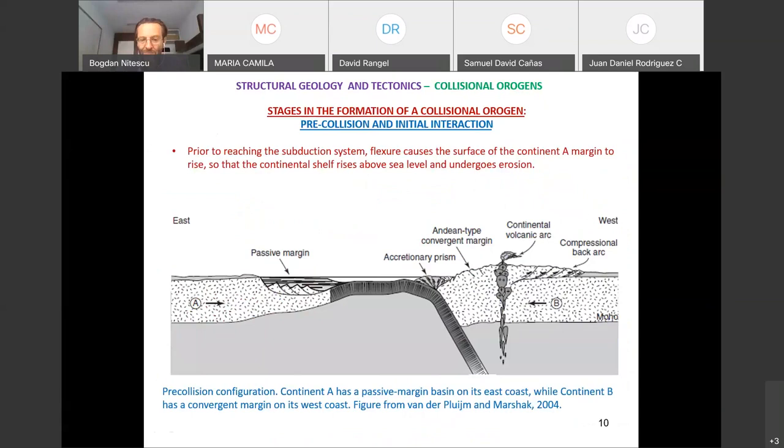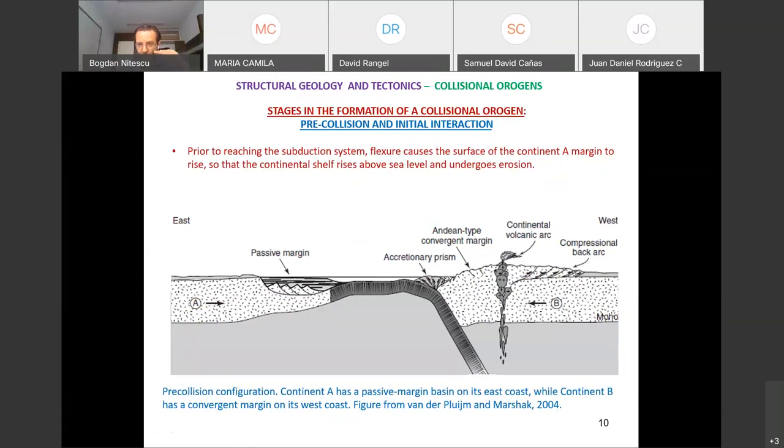So let's look slowly, but let's imagine mentally what might happen here. There are some stages, and these stages have some consequences, and of course we end up with a certain architecture of a collisional orogen. But as we discussed, because of the bending of the plate that is subducted, the oceanic lithosphere, we get the flexure, so we get a bump. So at some point, as this continent approaches the subduction zone, the flexure will affect the continental margin.